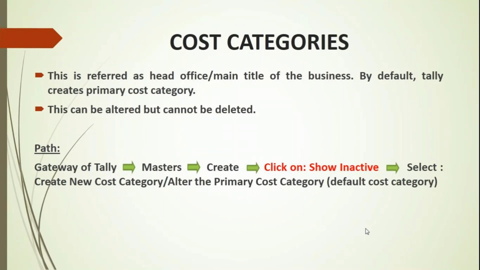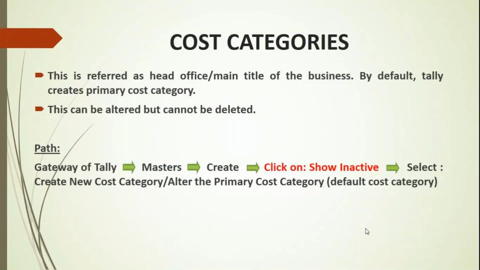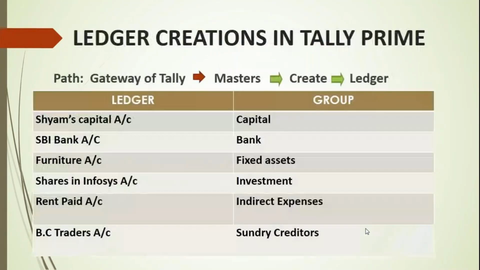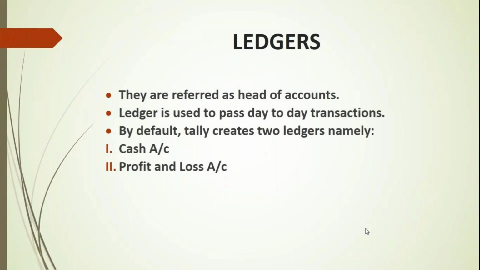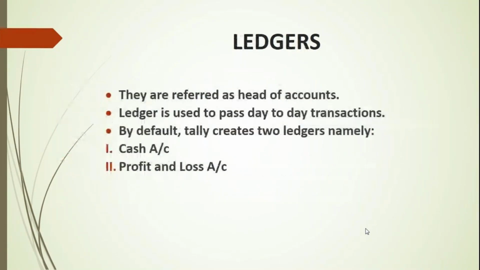So, I'll give a small example to explain this complete concept. Along with cost category, we also have the cost centers. Put together, I will give you an explanation. Here I've defined cost category as the head office or main title. By default, we have a primary cost category. Now, our default ledgers: we have cash and profit and loss account, two default ledgers. How many groups do we have? We have 28 predefined groups, out of which 15 are primary and 13 are subgroups.